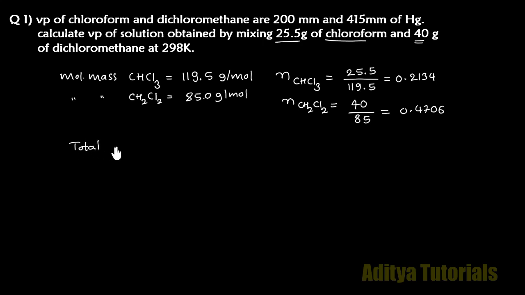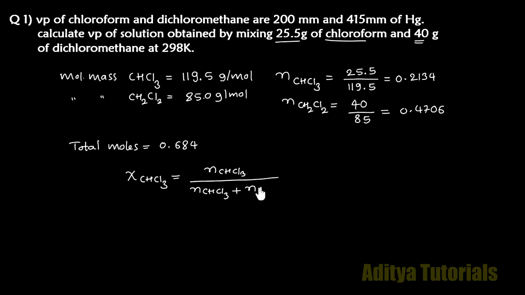The total number of moles we have to calculate. Total moles is equal to, we have to sum up these 2 points. Let's see what we get here, that is 0.684 moles. Now mole fraction we have to calculate. Mole fraction of chloroform, that is CHCl3, is equal to number of moles of CHCl3 divided by number of moles of CHCl3 plus number of moles of dichloromethane, CH2Cl2. This is the total number of moles, and therefore here I am going to substitute the values that we calculated: 0.2134 divided by the total number of moles that we have calculated here, that is 0.684.